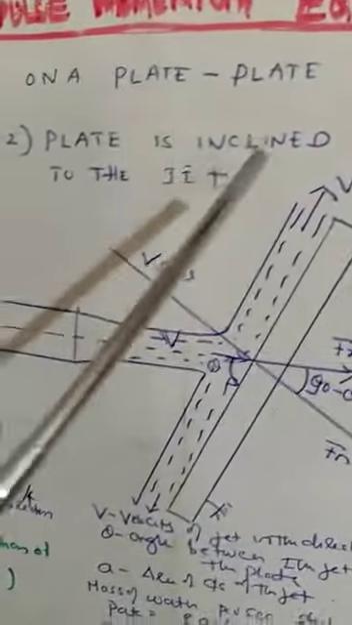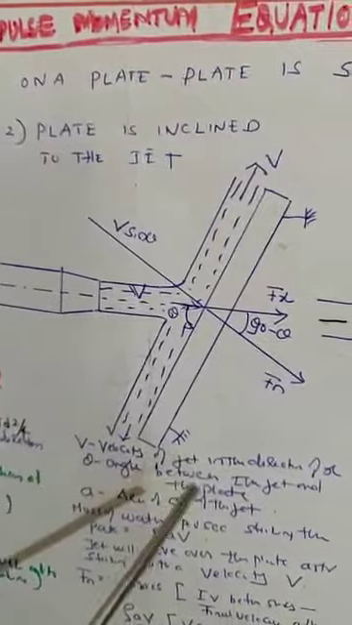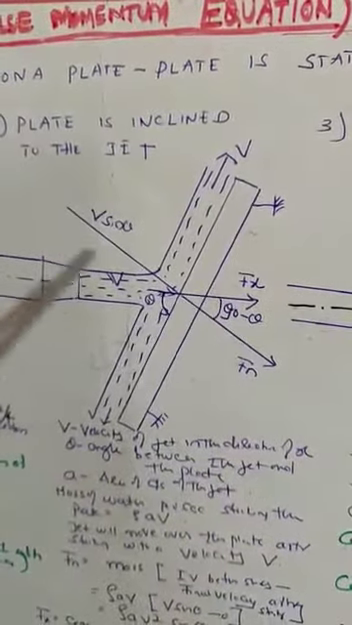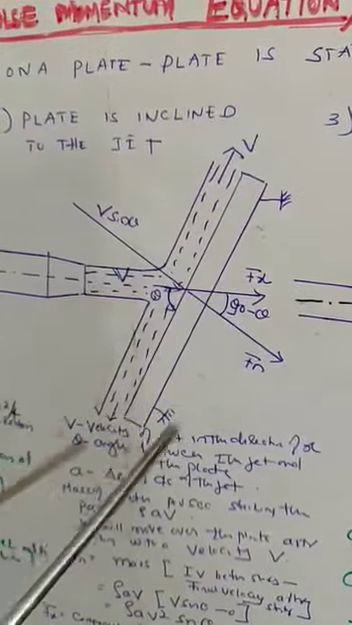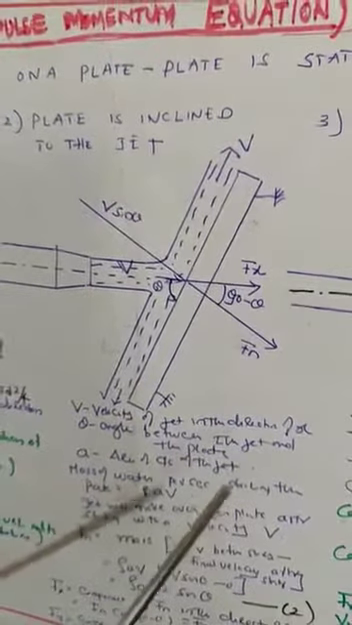We will take the second case now, the plate which is inclined to the jet. Here V is the velocity of the jet in the direction of flow, theta is the angle between the jet and the plate, and A is the area of cross section of the jet.